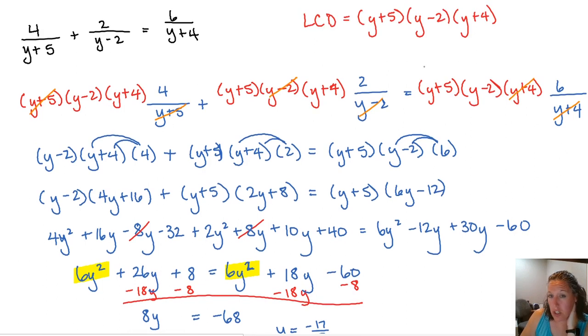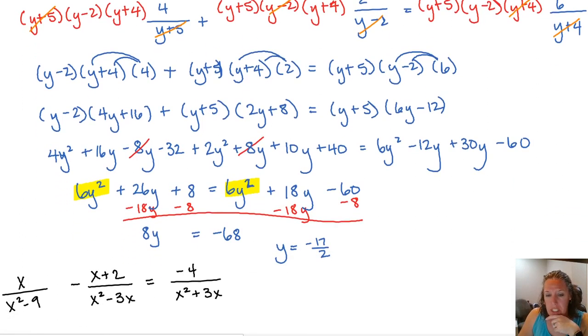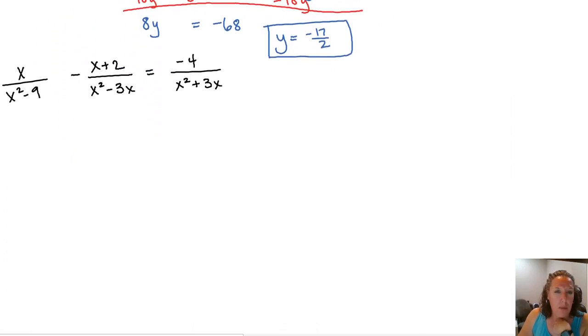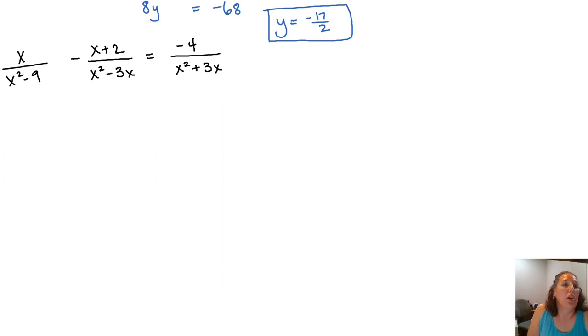And 17 over 2 is not going to make our LCD equal to 0, so assuming we did all of our math correct, that one will work. We can check that by plugging it in on the calculator if you would like, but for sake of time, I'm going to skip the check on this one, though I strongly encourage you to check it even if you're plugging in on the calculator. All right, I've got one more example I want to get to.